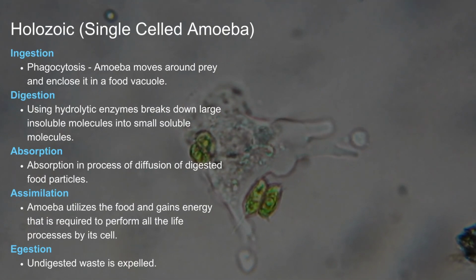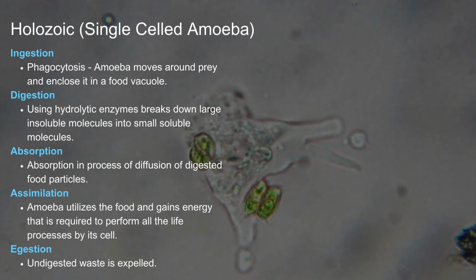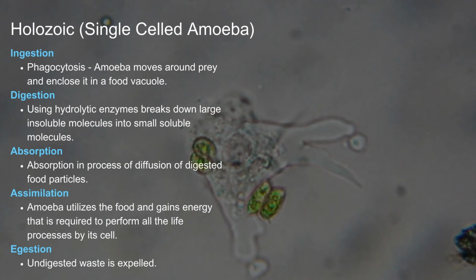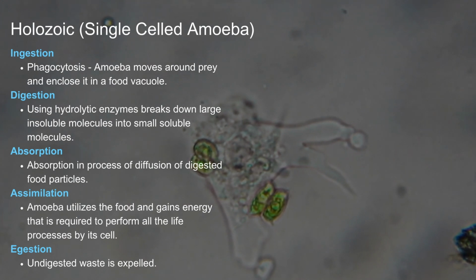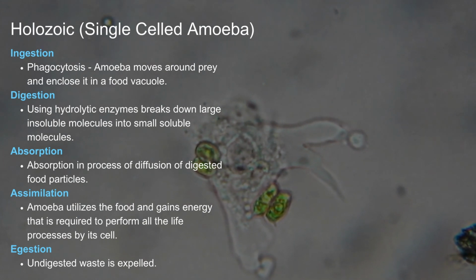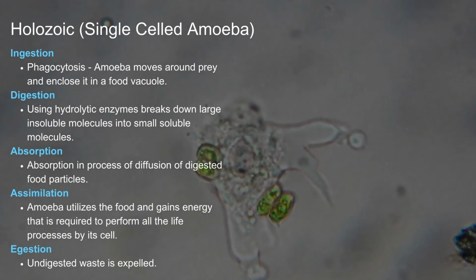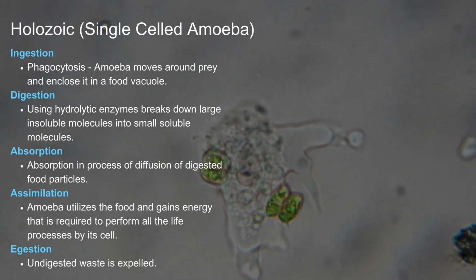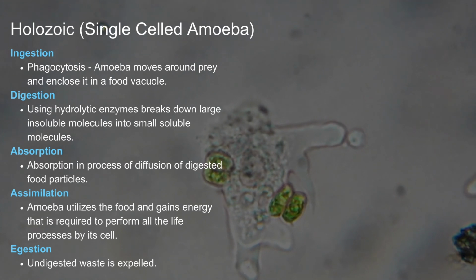If we move on, we're still in heterotrophic nutrition. We're going to move on to holozoic. Holozoic organisms digest food internally, as opposed to saprotrophic, which is external. This is an example of a single-celled amoeba, and it goes through these processes in the digestive process.